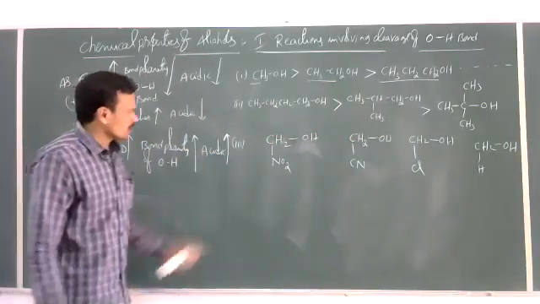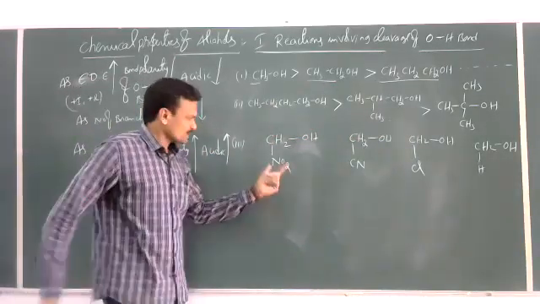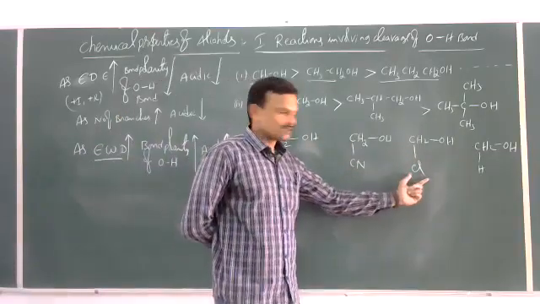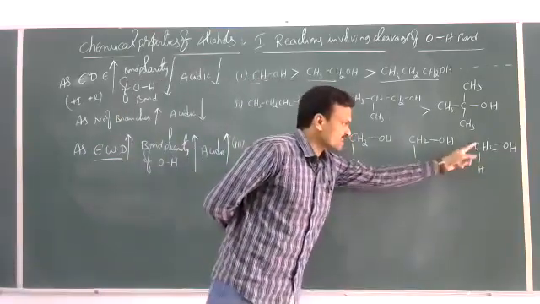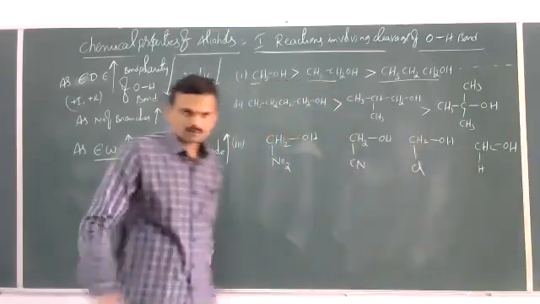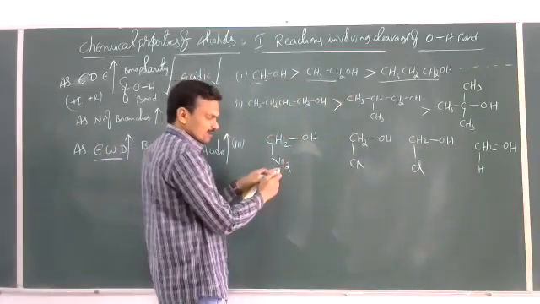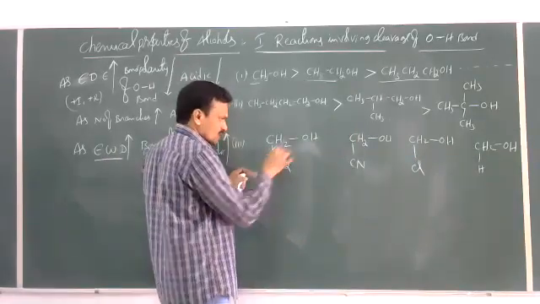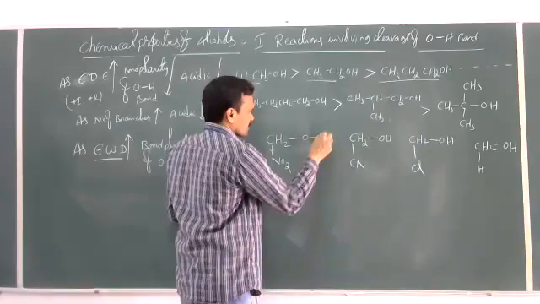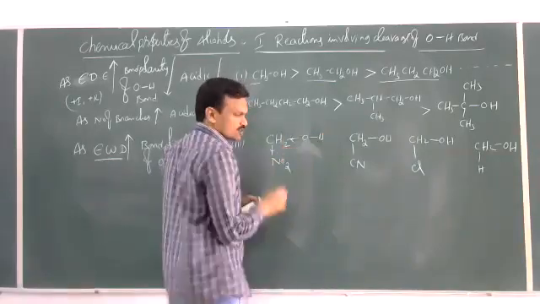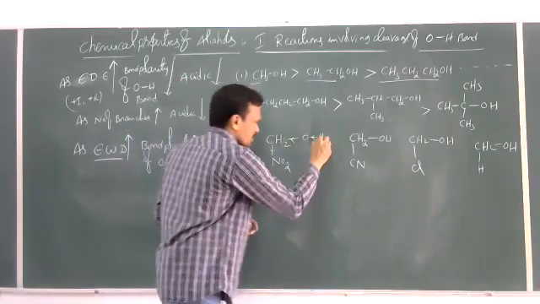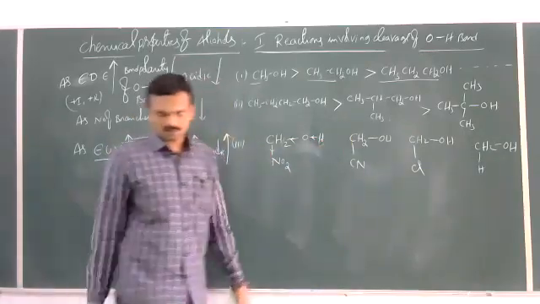Now, as you know, the order of inductive effect is NO2 is greater than CN is greater than Cl. Here, the C-H bond does not show any inductive effect. So the withdrawing effect is more for NO2. It withdraws the electrons towards itself strongly. As a result, it withdraws the sigma electrons in this direction, and the O-H electron pair is attracted towards the O. Then H plus can be removed easily.